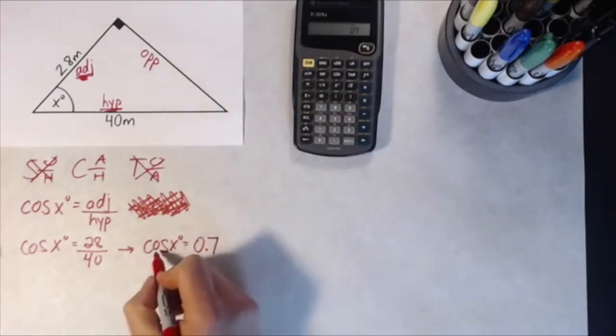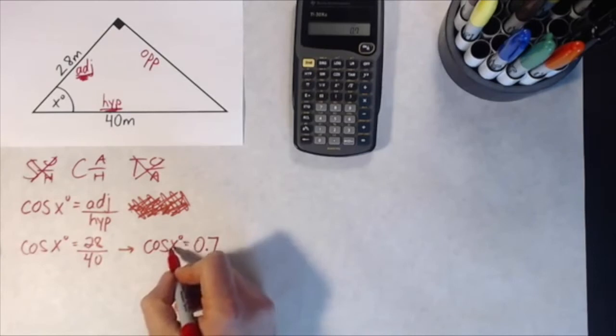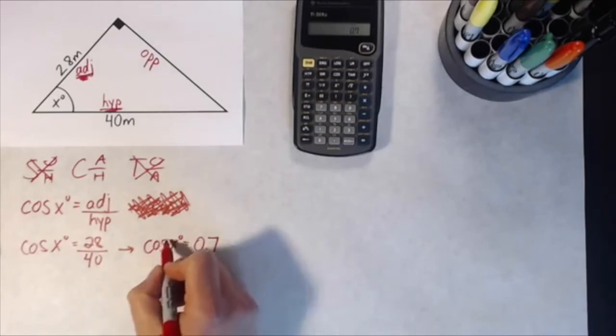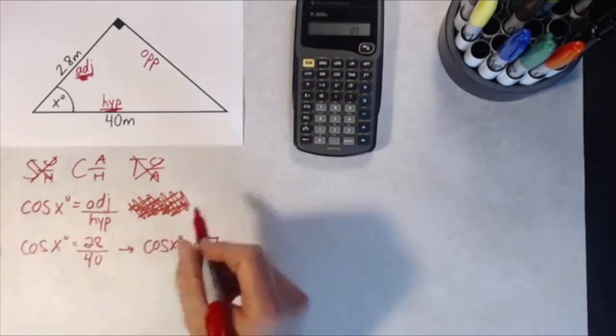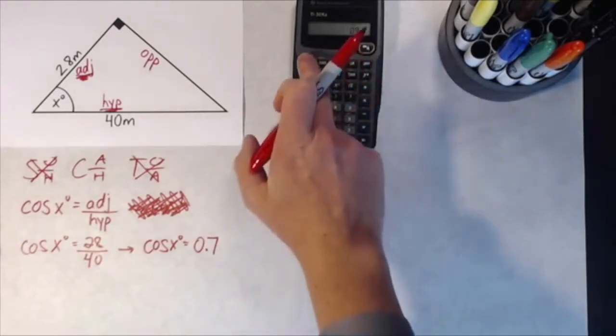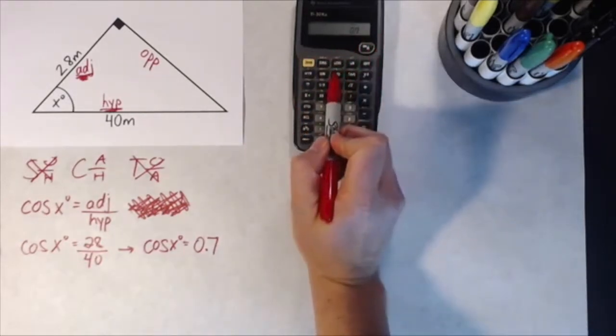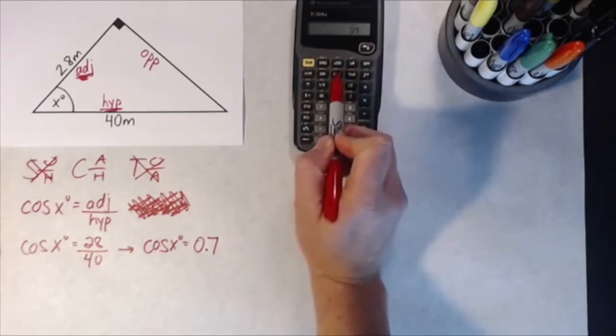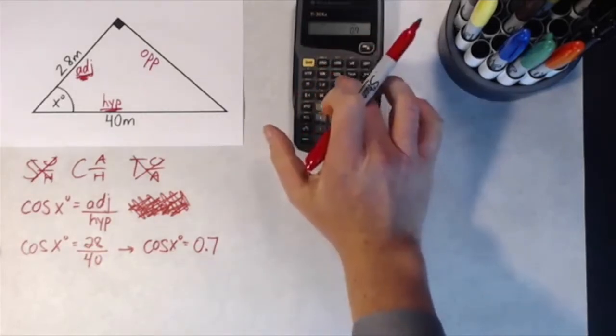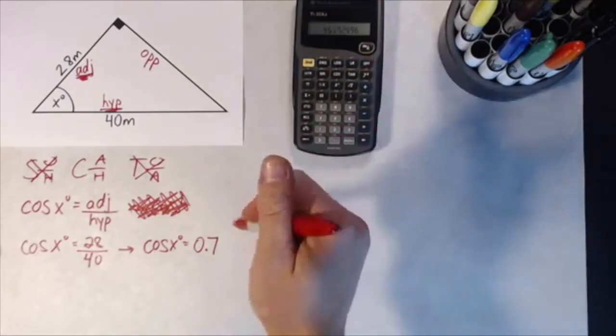Now I'm almost at my answer, but this doesn't really help me. I wasn't interested in the cosine of the angle. What I really need is the angle itself. So to get rid of this cos out front, I leave the 0.7 on my calculator and I press second function cos on my calculator. Now if you look closely, there's a little cos minus 1 above the cos button. So when I do second function cos, it kind of removes the cosine.